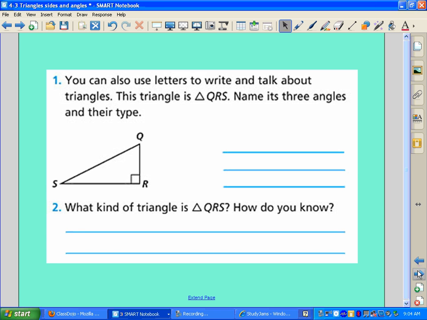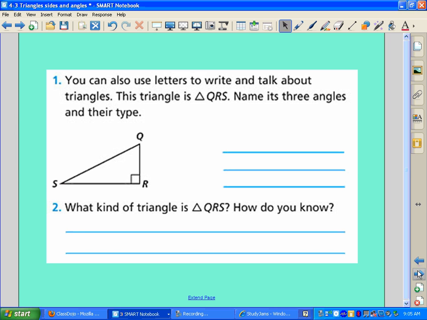So we can also use letters to write and talk about triangles, just like we did with angles. What's different about the symbol before the letters? Before we had the angle symbol, now we have a triangle symbol. So, triangle QRS. Let's name its three angles and their type.